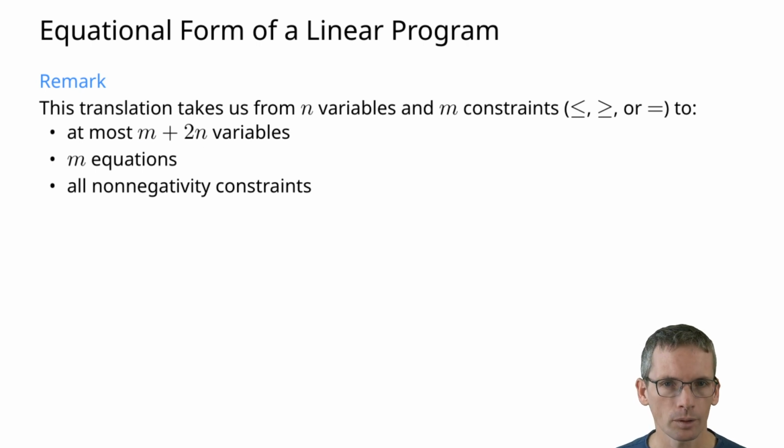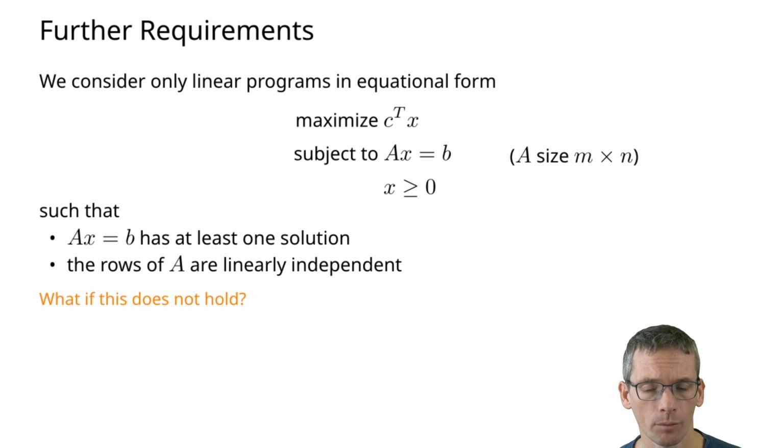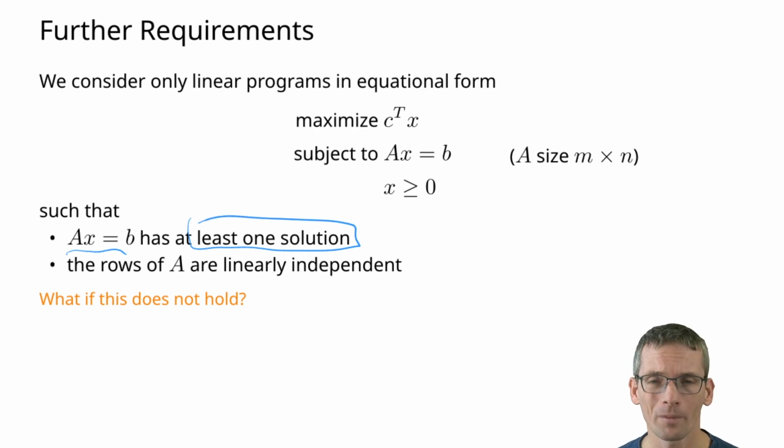In the following, in this video and also when we do the simplex algorithm, we are going to assume that the linear program is given in equational form, and we will make two more assumptions. We assume that the system of linear equations has indeed at least one solution, and we assume that the rows of A are linearly independent.